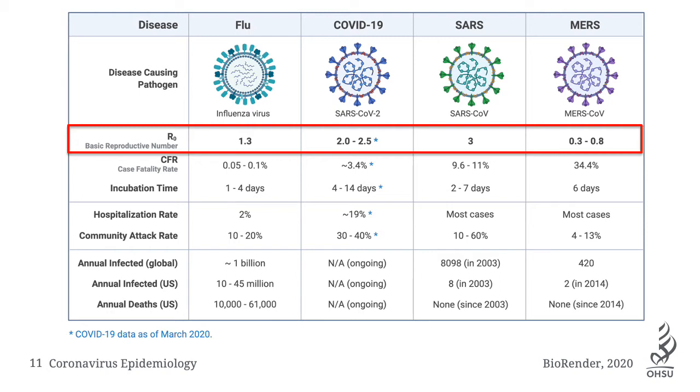Take a look at the R0 number, the basic reproductive number at the top of this chart. For the flu, it's 1.3. For COVID-19, it's between 2 and 2.5. SARS is 3. MERS is 0.3 to 0.8. What does this mean? Well, this is a measure of just how contagious each of these diseases is.